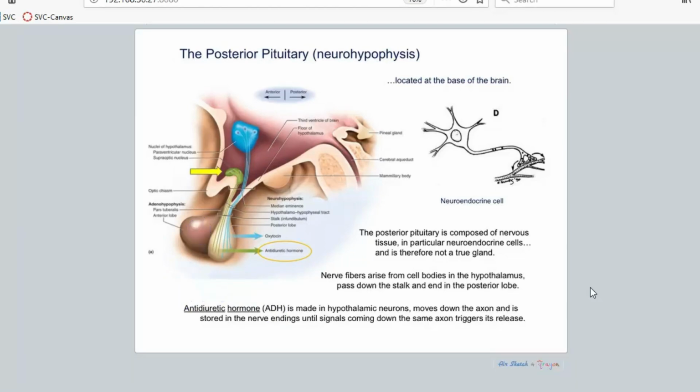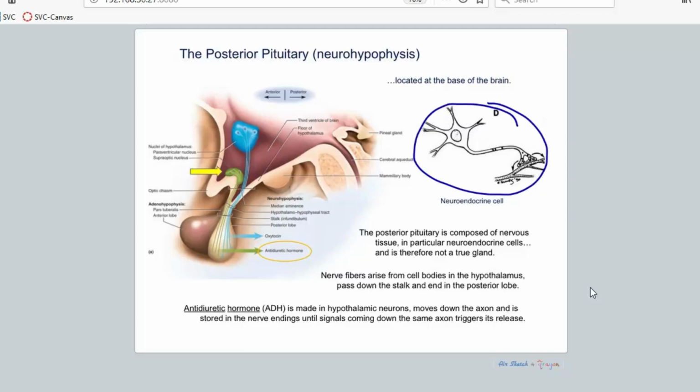But we have this other part of the pituitary gland called the posterior pituitary gland. And this is going to be responsible for releasing anti-diuretic hormone. Also, the hormone oxytocin is going to be released in the posterior pituitary. But this is kind of interesting, is that you have these cells up here called neuroendocrine cells. And they're part neurons, part endocrine cells.